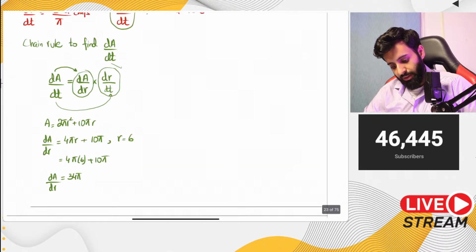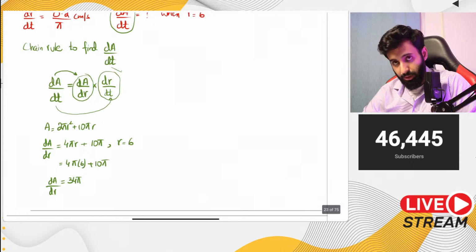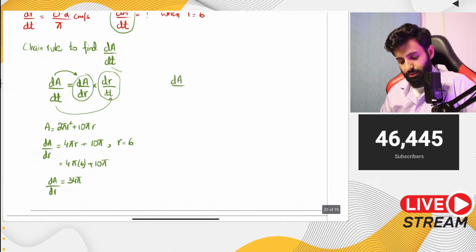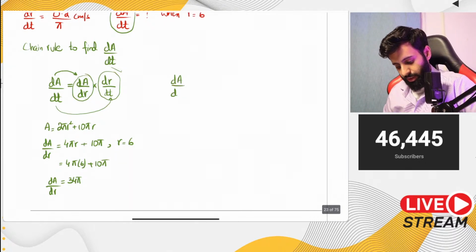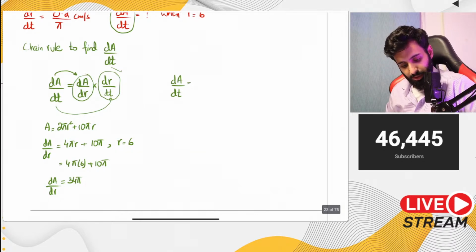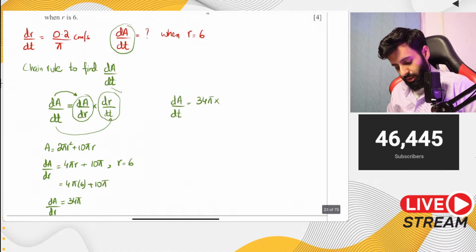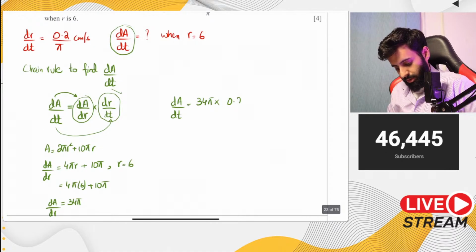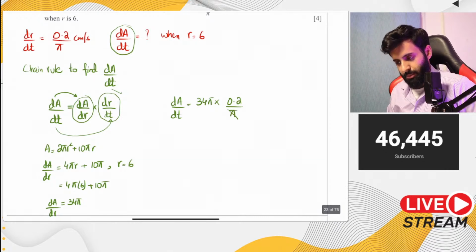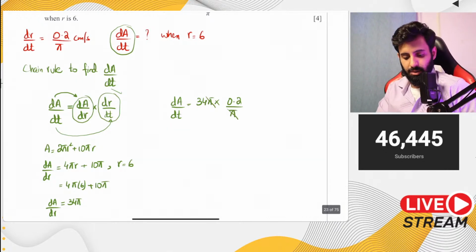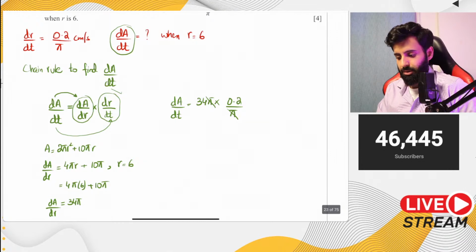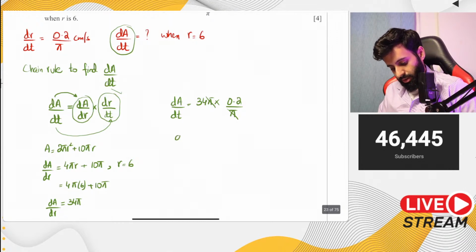Now we have everything we need in order to find out dA upon dt. We're just going to put this information together. So dA upon dr, which as we saw is 34 pi, multiplied by dr upon dt, which as you can see is 0.2 upon pi. Thankfully, pi and pi get cancelled out, and all you have to do is take 34 multiplied by 0.2. That gives you 6.8. So dA upon dt is equal to 6.8.